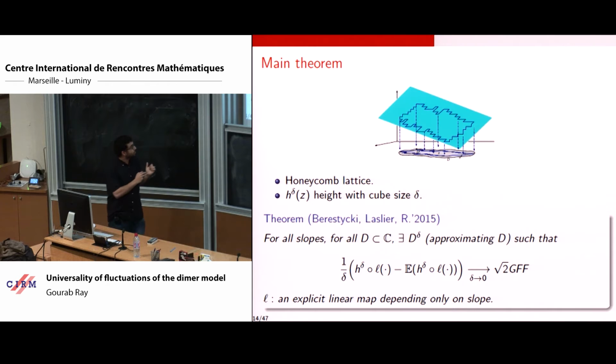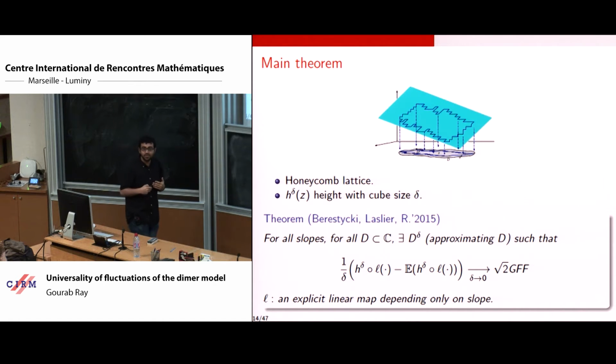However, let me just tell you now, what is this L? So this L is an explicit linear map which depends on the slope. So in the end, you get a limit which is a linear map of the GFF. So it's not exactly a GFF, but okay, it's still close enough. It's good enough for us. And there is a rescaling by delta. So this is a bit misleading, because actually we are not scaling at all, because remember, we scaled the cube sizes to be delta, and then we are unscaling by delta. So basically, there's no scaling.